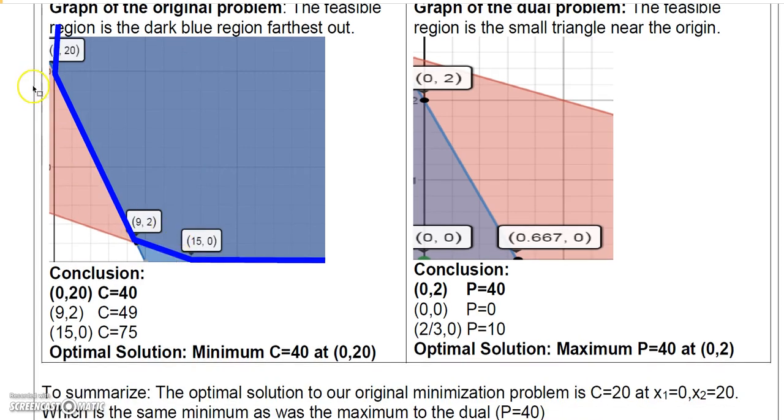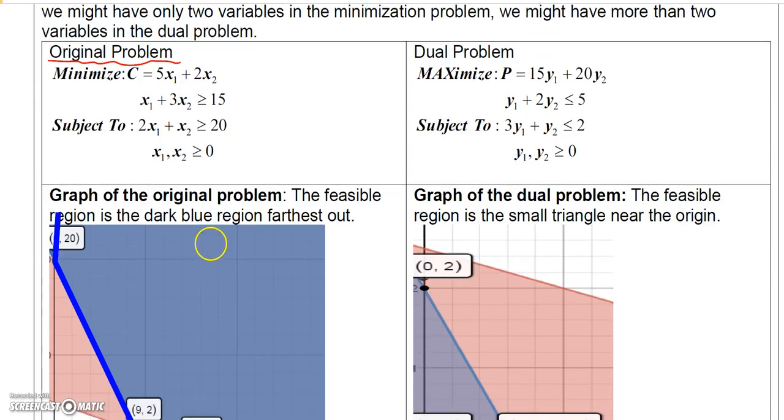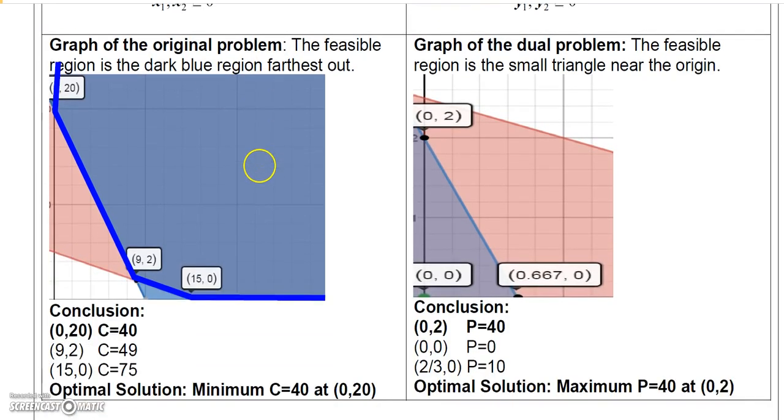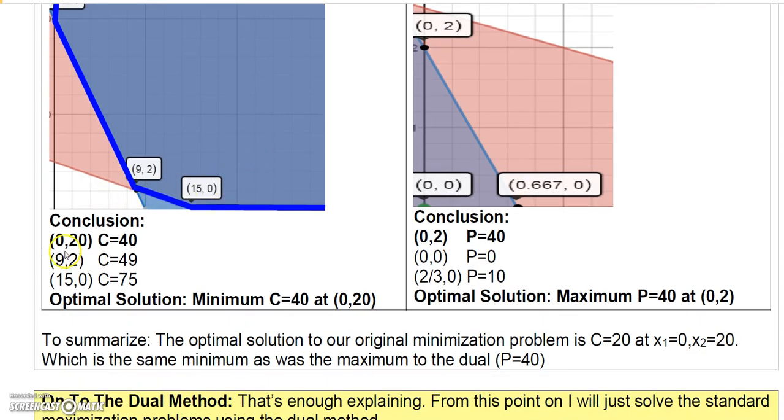And if you plug each one of those values into the objective function, the 5x1 plus 2x2, you would actually get that the minimum is 40, and it occurs at the point 0, 20. But the main thing I want you to realize is that the minimum value for this function is 40.